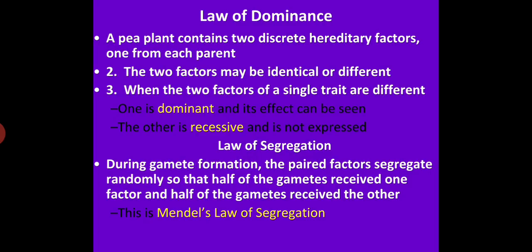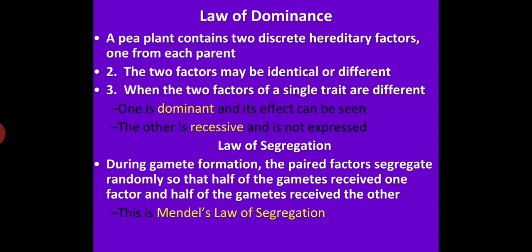Based on the monohybrid experiment, he proposed the law of dominance. A pea plant contains two discrete hereditary factors, one from each parent. The two factors may be identical or different. When the two factors of a single trait are different, one is dominant and its effect can be seen. The other is recessive. It is not expressed.